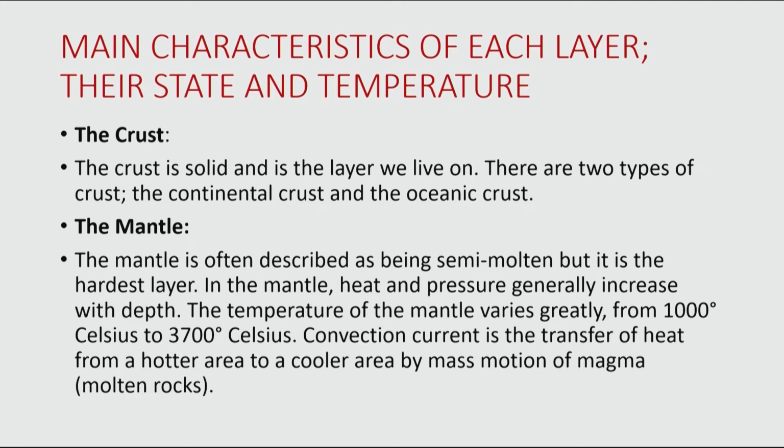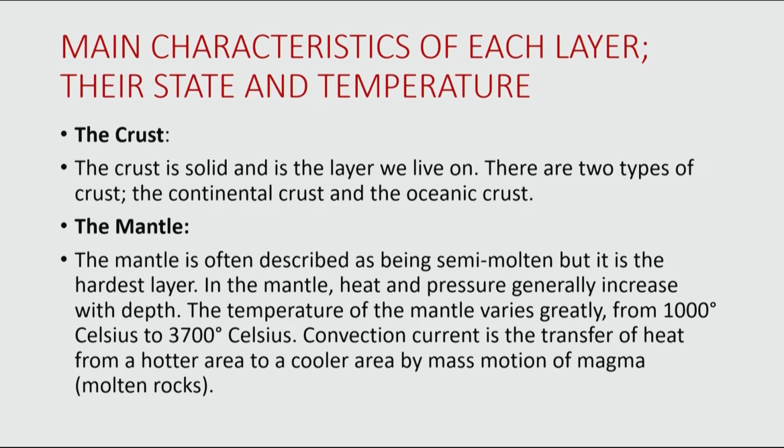Then we come to the mantle. This one is described as being semi-molten or semi-liquid. That's the state of matter. And it is the thickest layer. When it comes to temperature, this part of the Earth has a temperature that ranges from 1000 degrees Celsius to 3700 degrees Celsius. Why? As you go deeper into the mantle, moving away from the crust towards the core, the temperature increases. So the temperature increases with depth in the mantle.